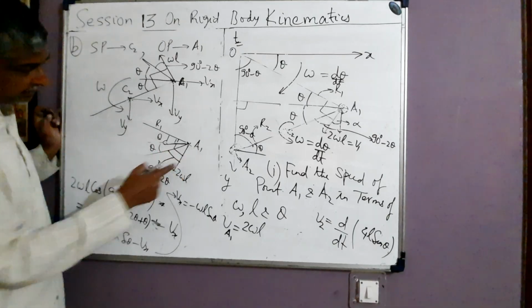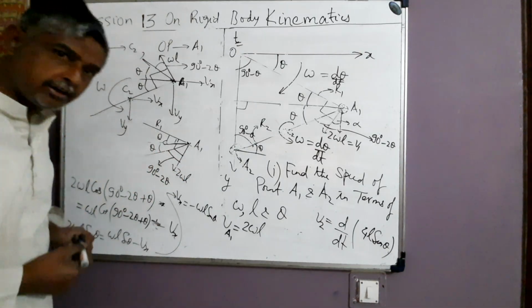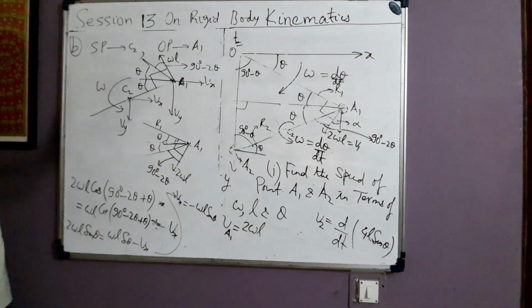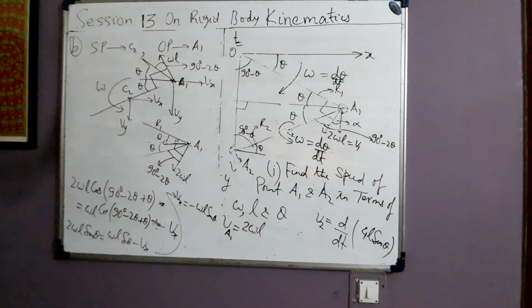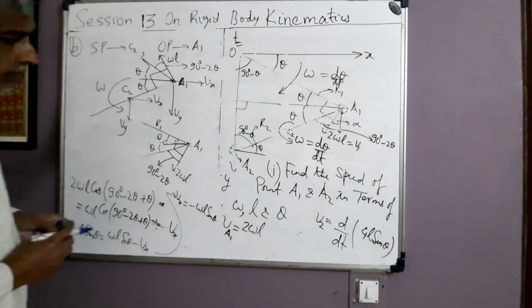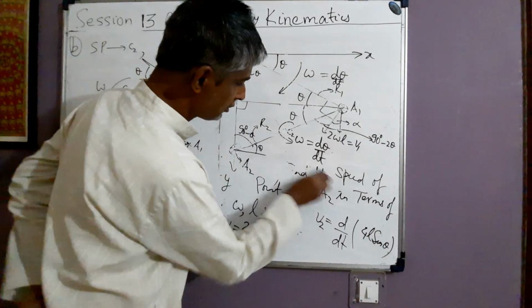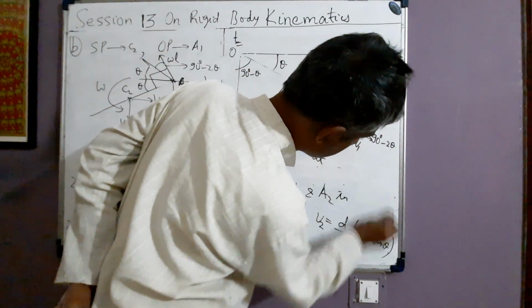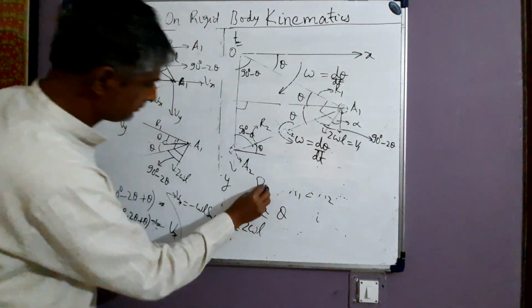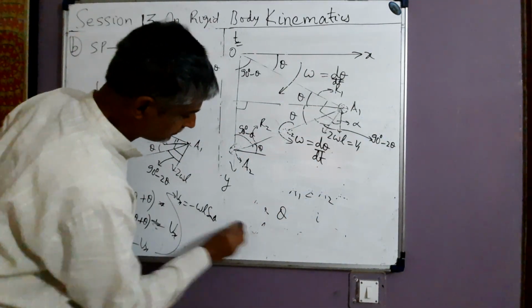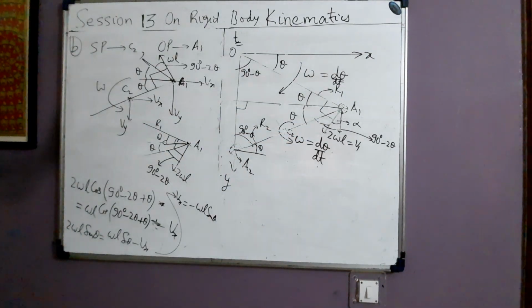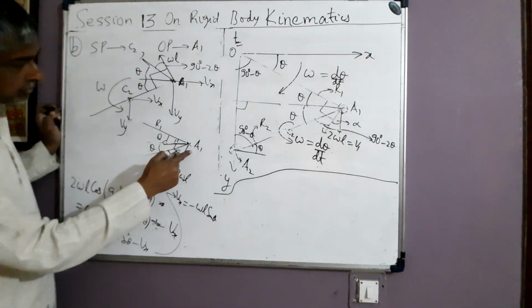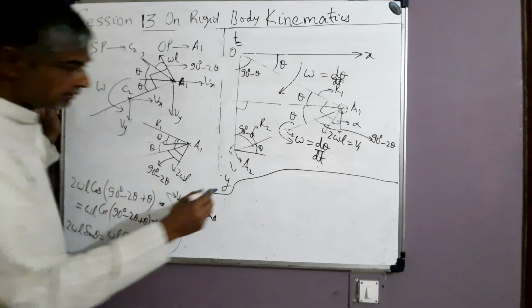Now we have to know Vy. The y component of velocity of A1 is 2 omega L into sine of this angle in downward direction. Alright, fine. So now, downward direction, okay, I'll write it here, because the space is not there. Then I write down the y component. The y component of velocity of A1 is 2 omega L sine of this angle in downward direction.